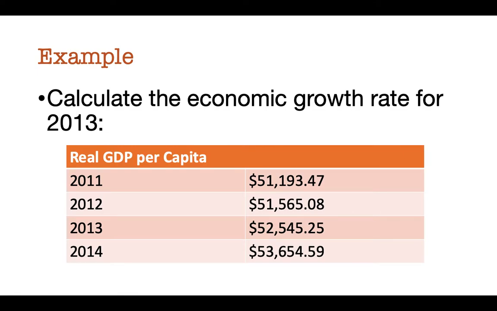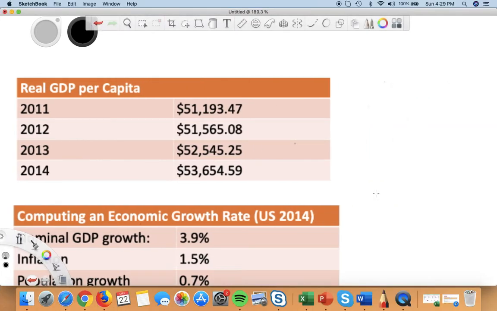So combining some stuff we already know, we are going to calculate the economic growth rate for 2013. What I have here is that average income per person adjusted for inflation, and I want to calculate economic growth for 2013. So I'm going to move over to my little sketch pad here, and please be patient with me. I am still figuring out how to use this thing, so my handwriting is probably going to be bad. But what I have here is that same table that we were looking at on the slides, and we are looking for economic growth for 2013.